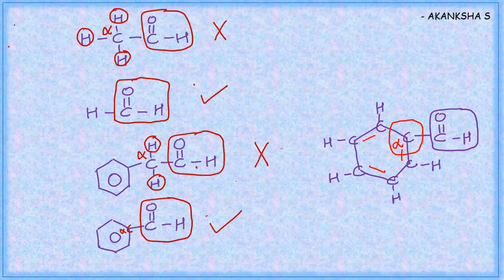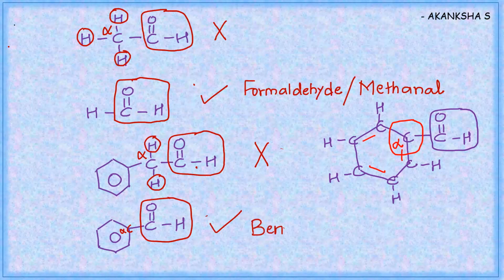So which two prominent reactants can we consider? One is called formaldehyde, right? Or if you go according to IUPAC nomenclature, we can also call it methanal. Methanal itself has only one carbon, and that carbon is utilized as a functional group. The second reactant which we can take is benzaldehyde.